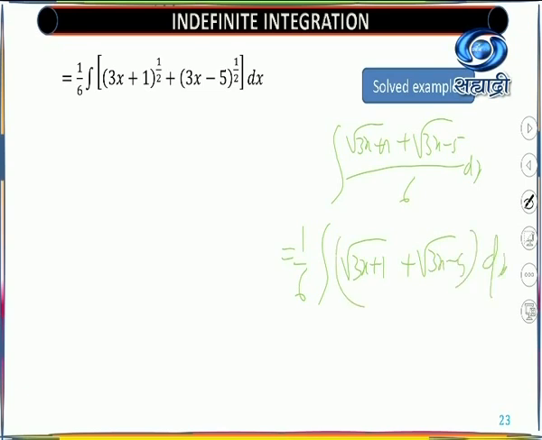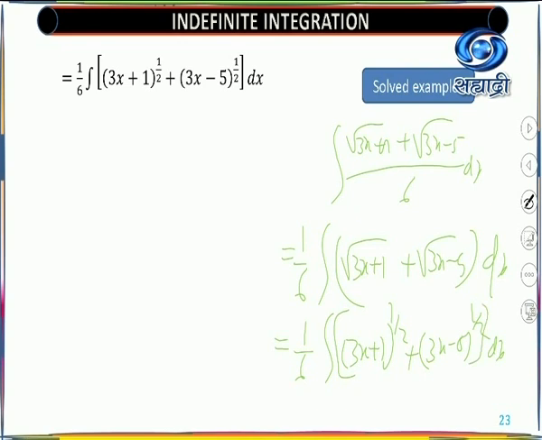Now you are using theorem 1. That means you need to separate out, or you write the root as a power. So here we write the root power first, that is, the integration of (3x plus 1) raised to half plus (3x minus 5) raised to half dx. And this 1 upon 6 is multiplied to both the functions. Therefore, there is a bracket.